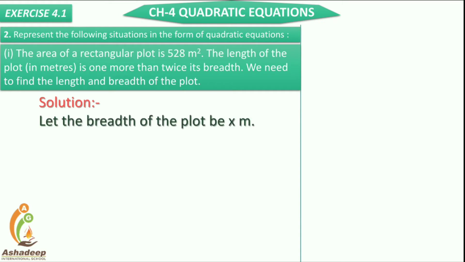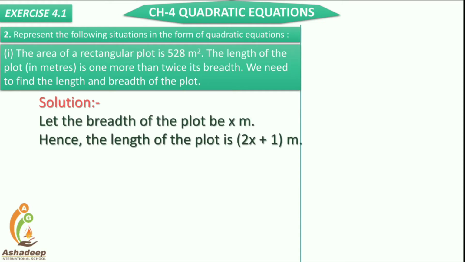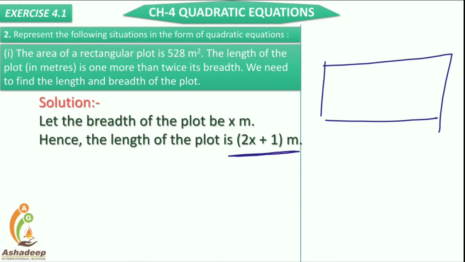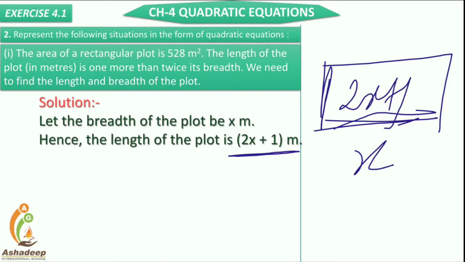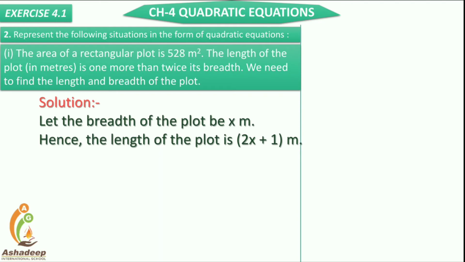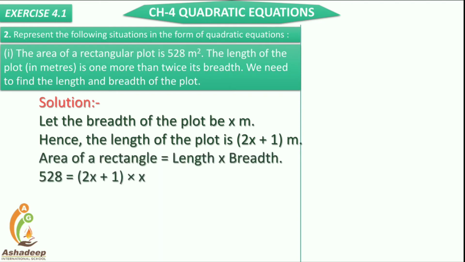So now the solution: let the breadth of the plot be x, and hence the length becomes 2x plus 1. Right? So here what we do here is, we'll take length is equal to x, so breadth becomes 2x plus 1. So 2x plus 1 into x is going to be 528. So right, it is going to be 528.